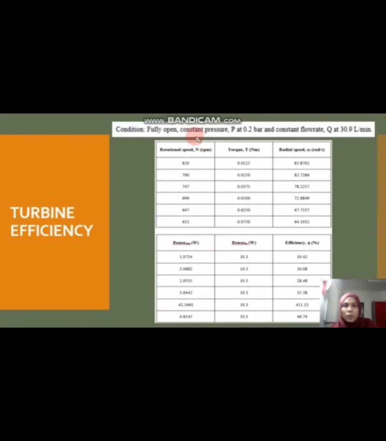From the table, with constant pressure, constant flow rate, the values of input power, as well as the decreasing of rotational speed, it is possible to prove that the higher the output power, the higher the efficiency of the turbine. However, the highest output power is obtained from the product of 0.625 Nm for torque and 67.7537 radian per second for radial speed. As a result, the turbine efficiency exceeds 100% as the output power becomes higher than the input power.